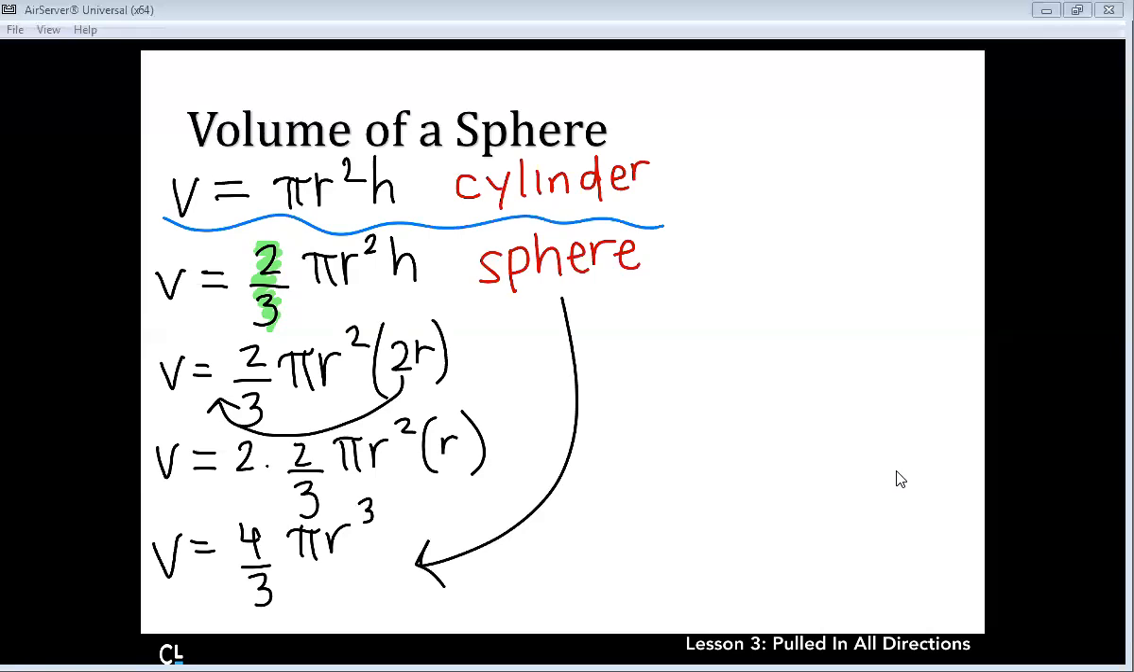That concludes the first part of the lesson on volume of a sphere. Please be sure to watch the second video where we get a chance to practice applying this formula. Stay tuned.